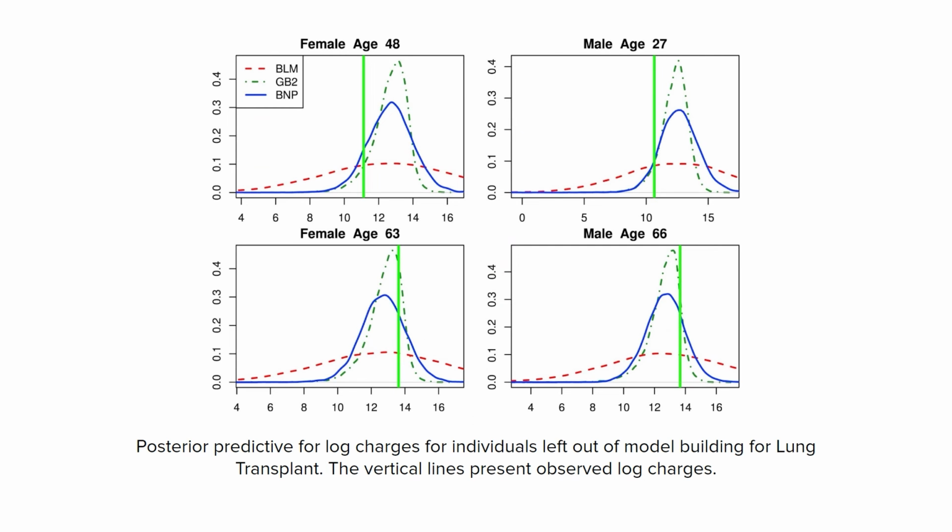This other figure shows the posterior predictive distribution for the log charges of different age and gender combinations for lung transplants, with the actual charge being plotted using the solid green vertical line. The charges were able to be within the bounds of all the models, but the Bayesian linear model gives a wider variance and almost looks like a uniform distribution, which doesn't really help when it comes to assessing the probability of a cost.